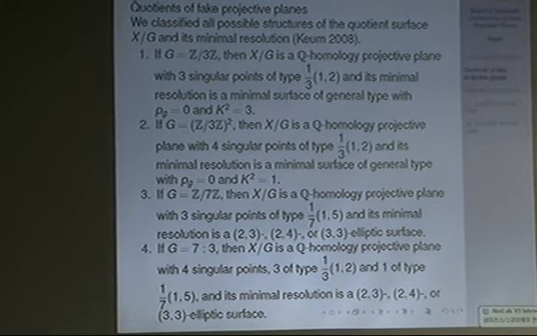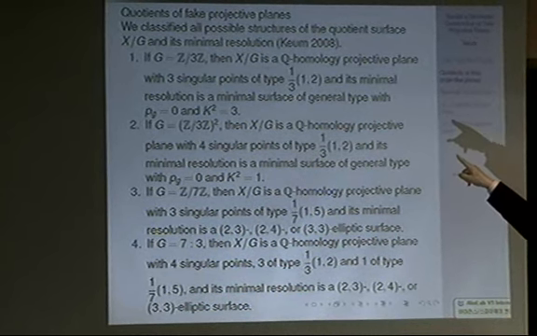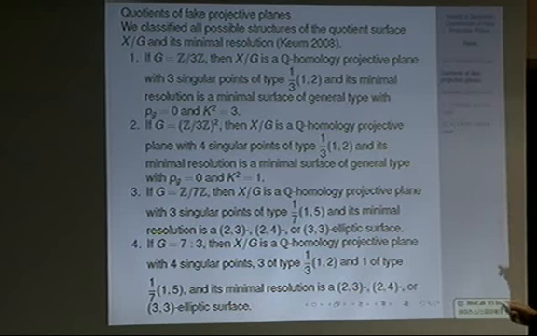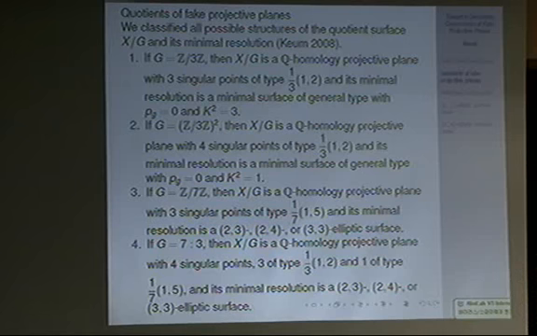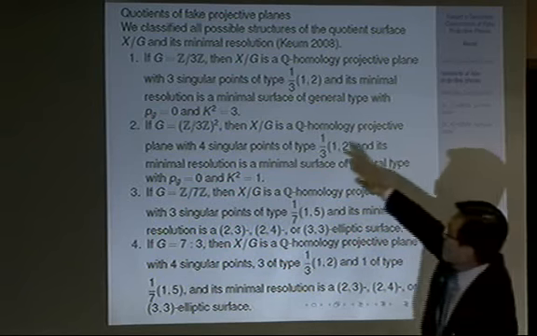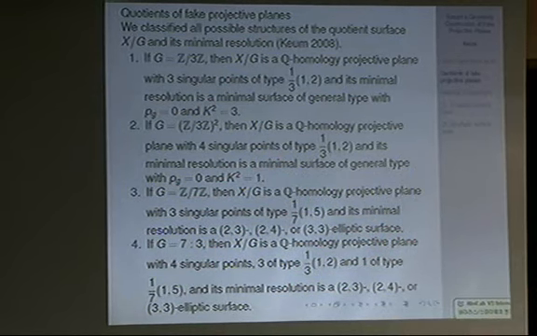So the first case, if G is a cyclic group of order 3, then the quotient is a Q-homology projective plane. This means that it has the same rational homology as CP2. So it is a singular surface, but it has first Betti number 0 and second Betti number 1, with 3 singular points of type 1/3(1,2). And the minimal resolution is a minimal surface of general type with pg = 0 and K square equals 3. Here, the minimal surface of general type with this invariant, vanishing geometric genus and K square equals 3, has a moduli space. So it has virtual moduli of dimension 6.